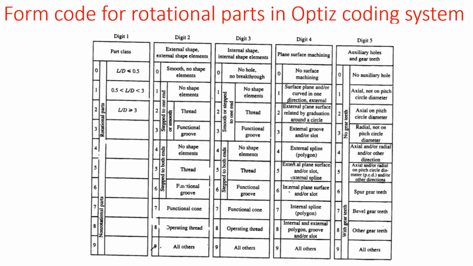The form code for rotational parts in OPITZ's coding system is given. With these digits 1, 2, 3, 4, 5, we can easily pick the part class, external shape, internal shape codes, along with the plane surface machining, auxiliary holes and gear teeth. We will consider an example.